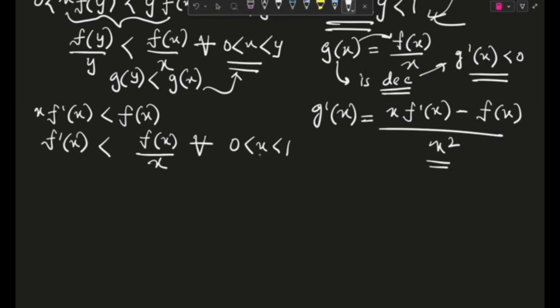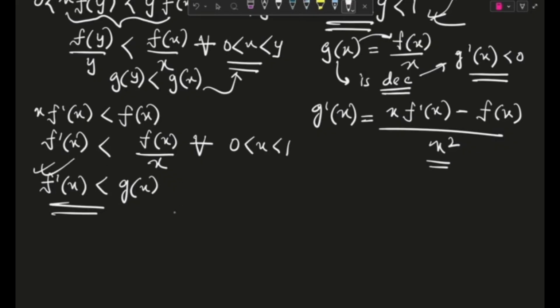Now you can observe the beauty of this question, right? We came from g'(x) less than 0, we converted this to f'(x), and immediately we arrived at the conclusion that f'(x) is actually less than g(x).